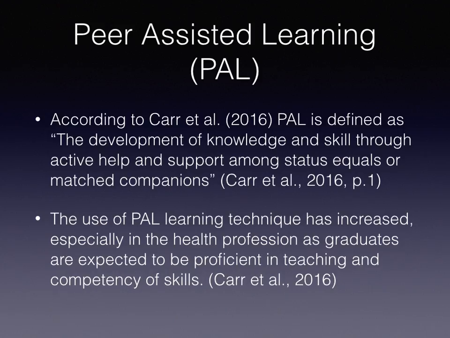So let's go over the most important part of this. What is peer-assisted learning? Well, according to Carr et al., peer-assisted learning is defined as the development of knowledge and skill through active help and support among status equals or matched companions. So what does this mean? This means that it is learning through each other and not learning through someone of a higher being.